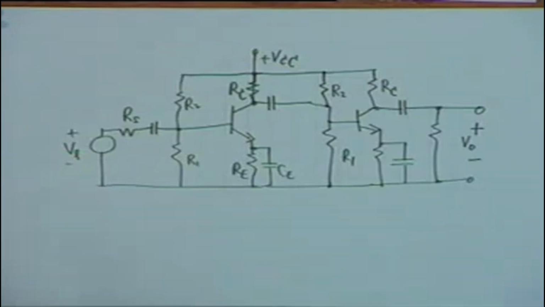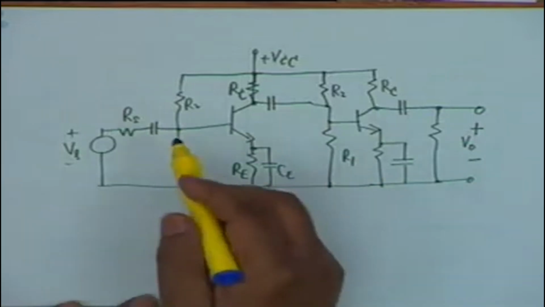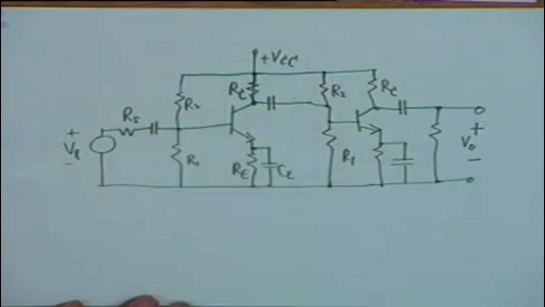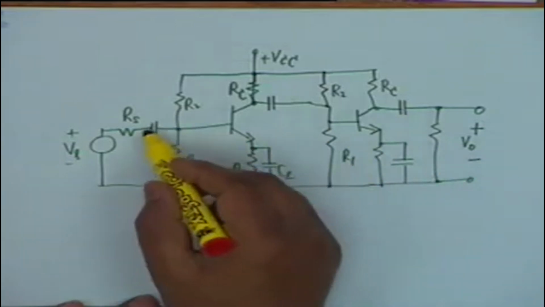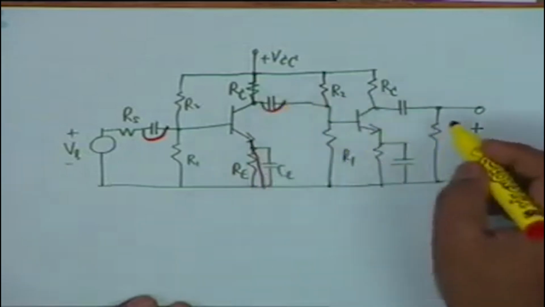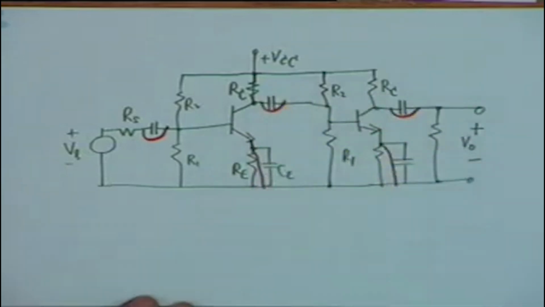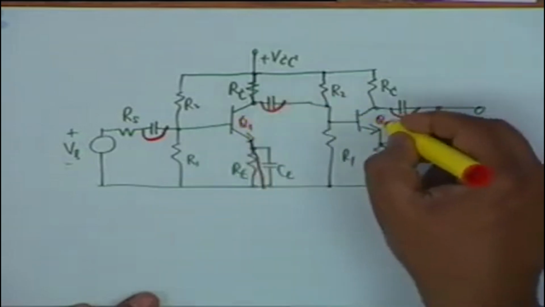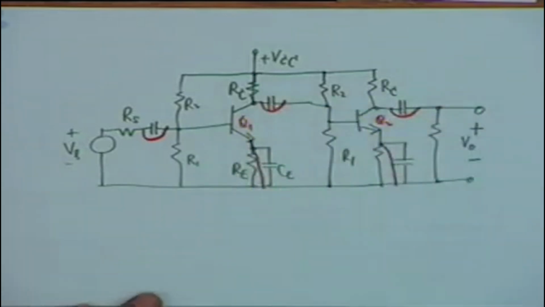Now, we have to calculate the gain of this stage. Whenever no specifications are made with regard to frequency, it is implied that it is the mid band gain, and at mid band by definition this capacitor is a short, this capacitor is a short, this capacitor is a short, this capacitor is a short, and this is a short, all right. Also the transistors Q1 and Q2, their internal capacitances C pi and C mu are open.